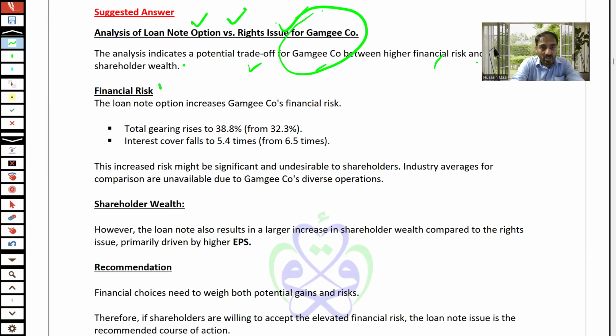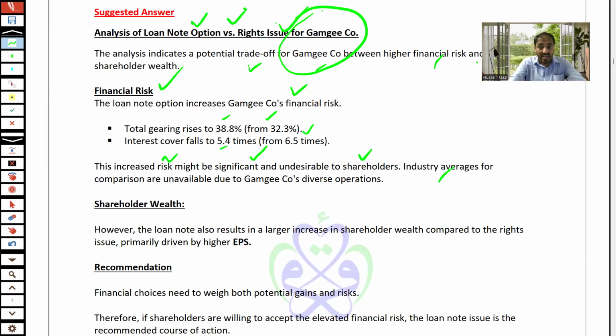For example, here under financial risk, you mention that with the debt finance, with the loan note option, Gamgee's financial risk increases: the gearing increases to 38.28% from 32.3%, and interest cover falls to 5.4 from 6.5. That's the first statement, a simple interpretation. Next statement is evaluation: the increased risk might be significant and undesirable to the shareholder.